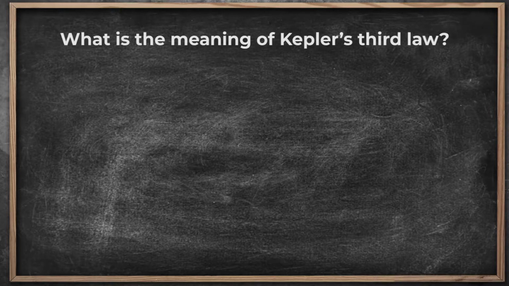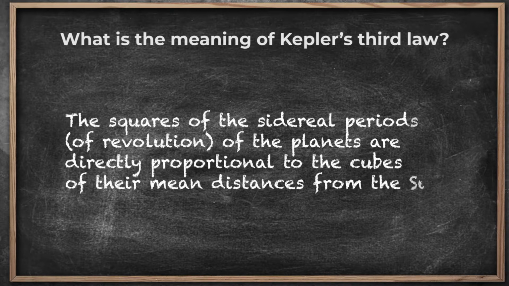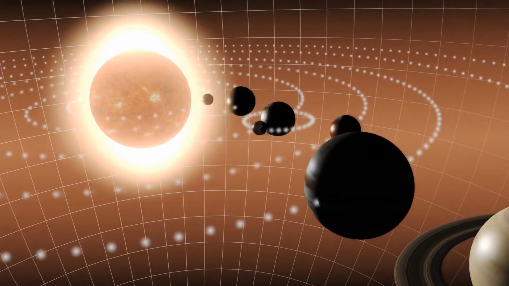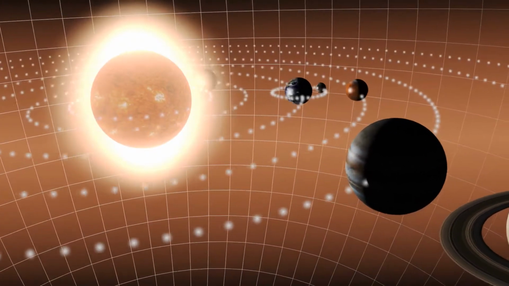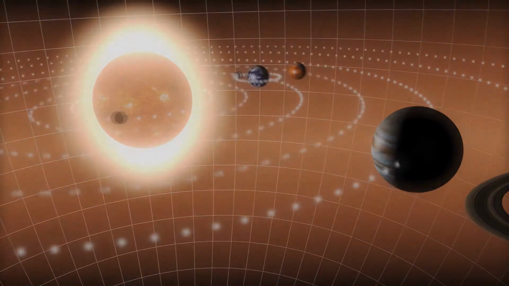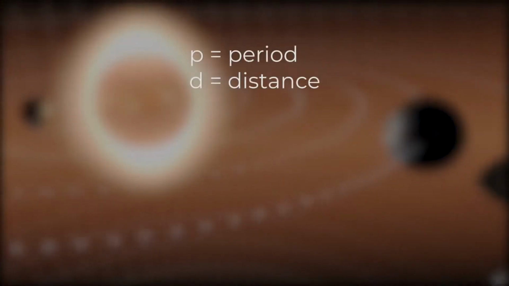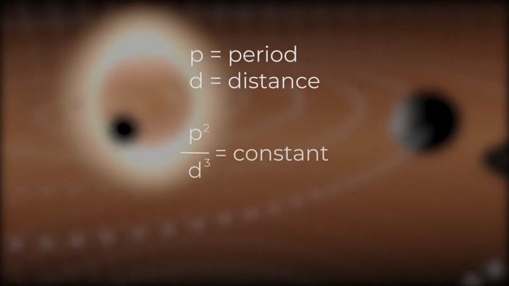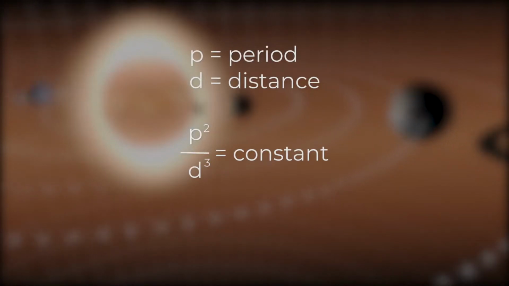Kepler's third law says the square of the sidereal periods of the planets is directly proportional to the cube of their distance from the Sun. And what does that mean? It means that how long a planet takes to go around the Sun, its period, is related to its mean distance from the Sun. That is, the square of the period divided by the cube of the distance is equal to a constant. For every planet, no matter its period or distance, that constant is the same number.